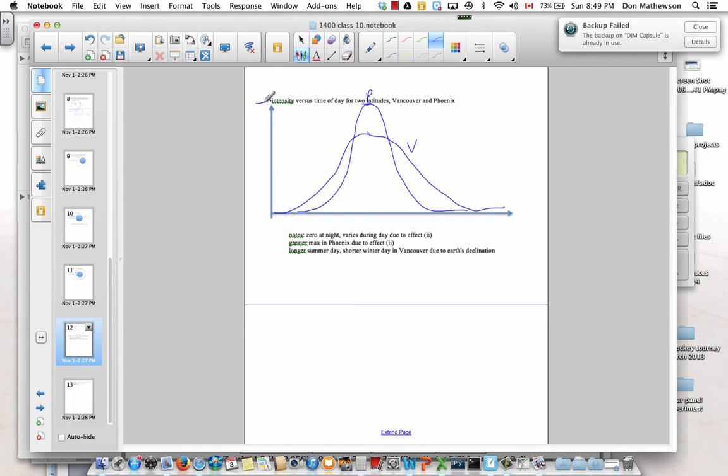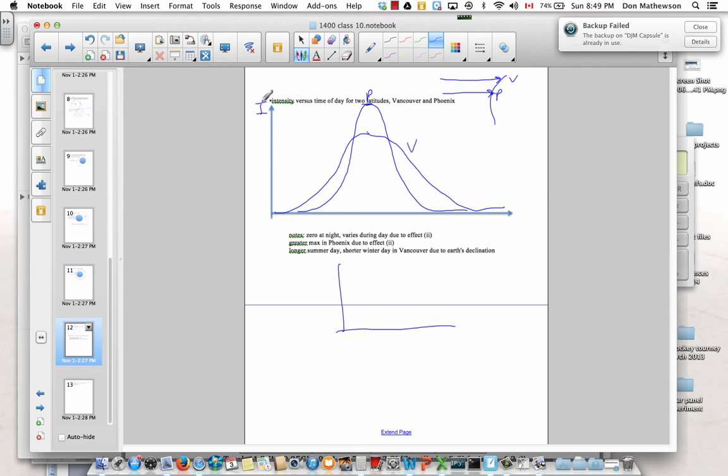Phoenix has a greater maximum intensity simply because in the summer, with the Earth tilted towards the sun, Phoenix gets sun pretty much directly overhead. Vancouver, no. Okay? Vancouver, the sun reaches maybe an angle of maximum 60 degrees in the sky in the summer. Phoenix, it gets up to the high 80s, so it's basically directly overhead. And if we were to do this in the winter, it would be reversed. The day in Phoenix doesn't change very much, but the Vancouver day would be a shorter day.